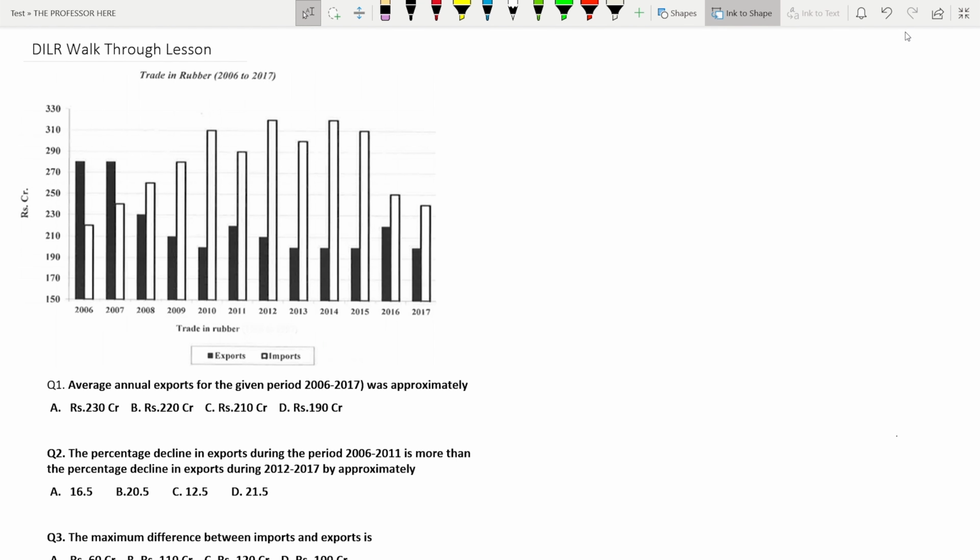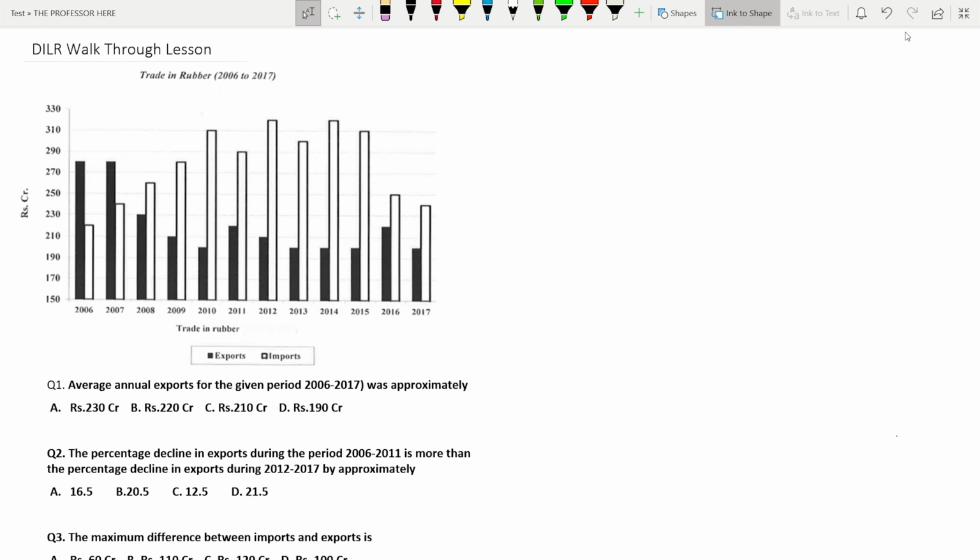Data interpretation and logical reasoning. The part data interpretation is basically understanding data. The data can be represented in many different forms or methods, like a line chart, bar graph, tables, or many different forms. We will go through each one of them separately.